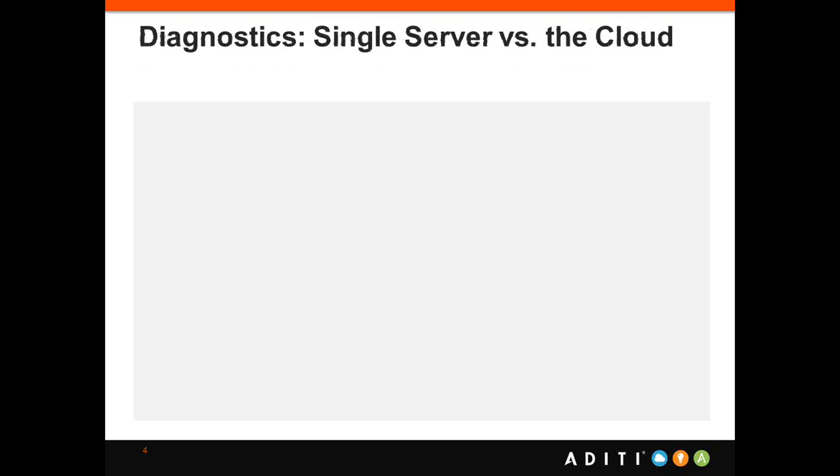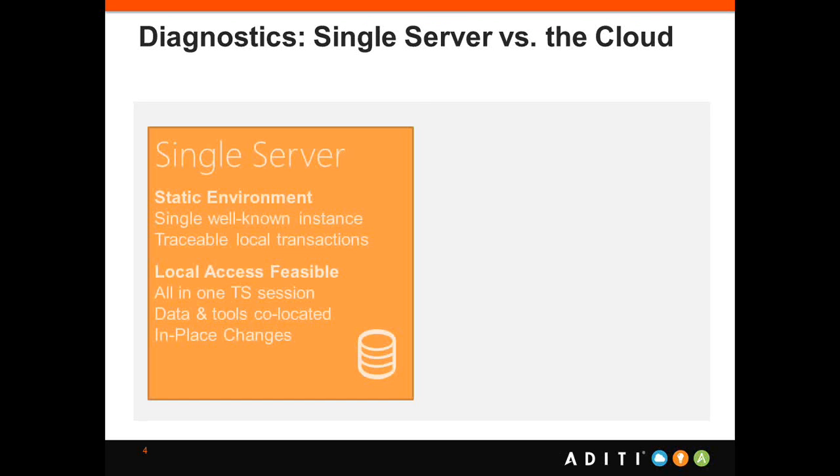Now we are going to look at the difference of diagnostics in a single server. Let us assume a single server is nothing but on-premise servers which we have access to and where we have been deploying our applications. On-premise single servers are generally static environments. They don't change. We know the physical machine. We can log into it, remote access a specific machine, and do all kinds of things we want to do, which is a single well-known instance.